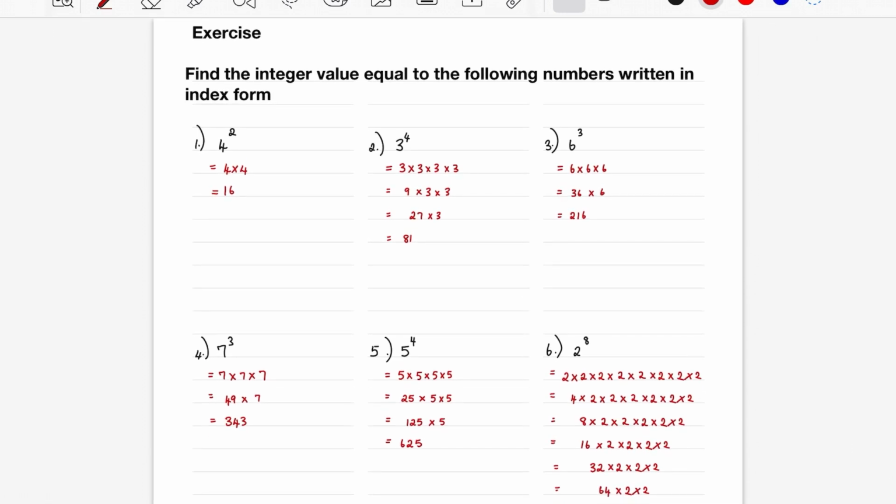So let's see how indices can help us in number sentences. So we're going to look at a question with multiple bases raised to various different indices.